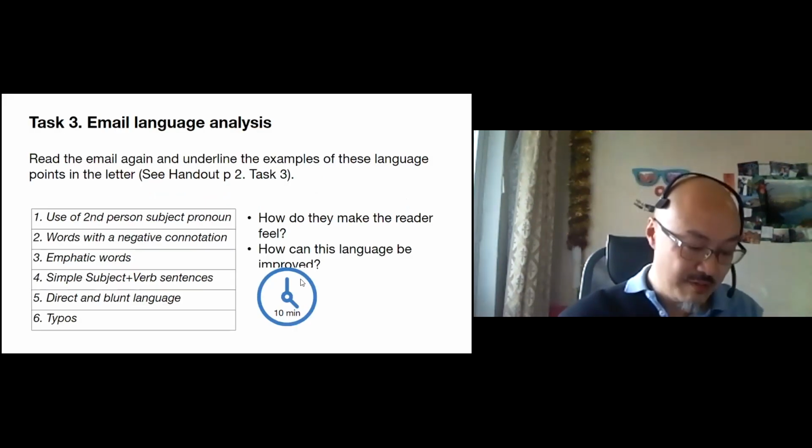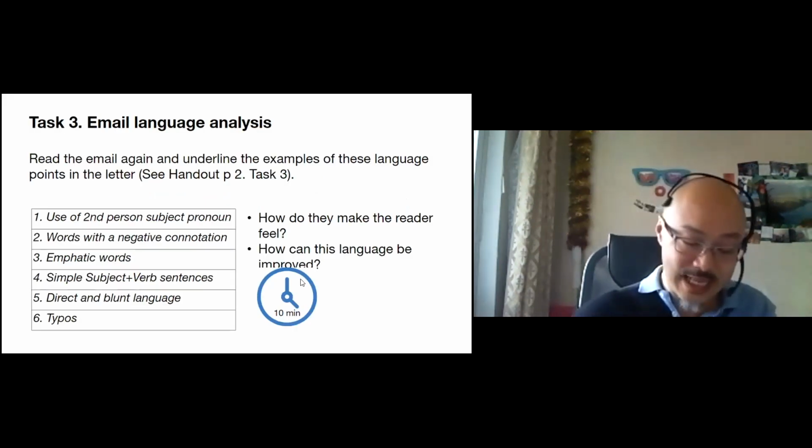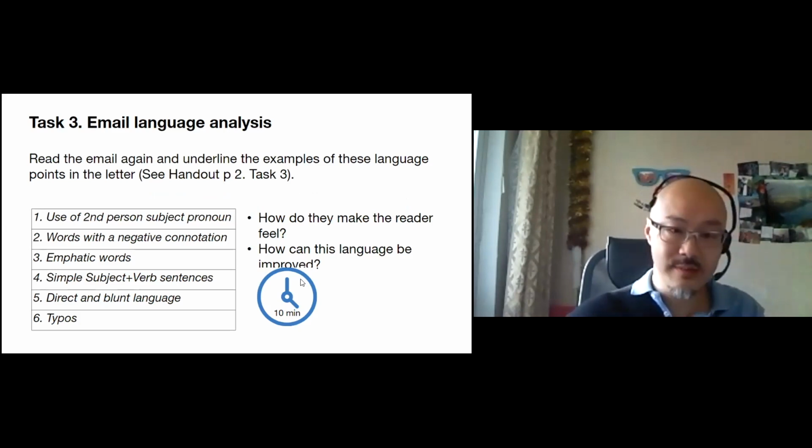Okay. For this task, using the same email, underline the examples of these language points. So there are 6 of them. So use of second person subject pronoun, so you.